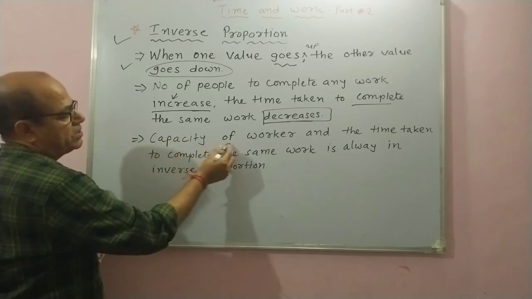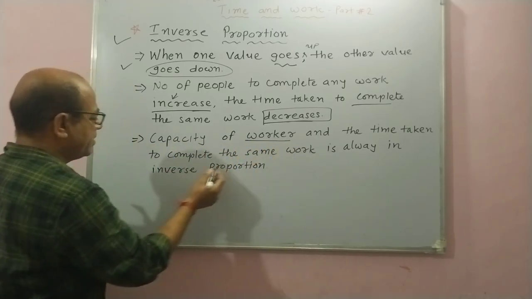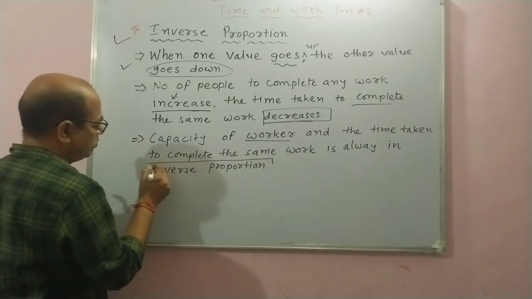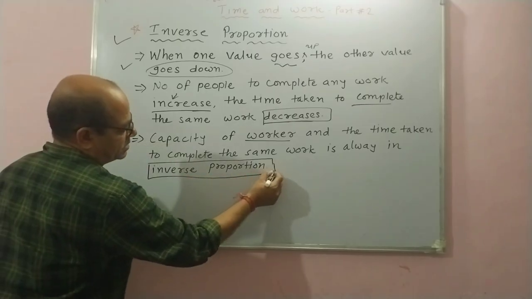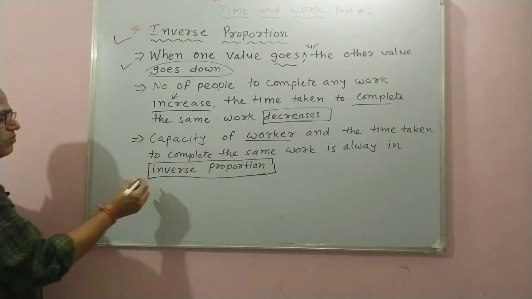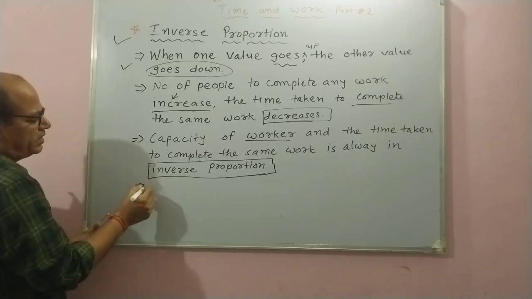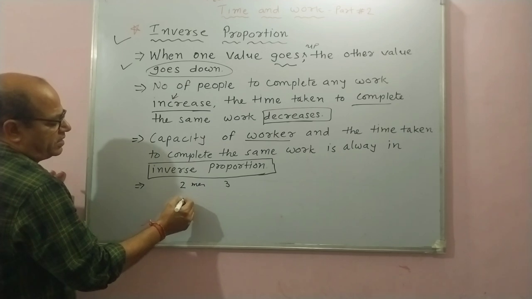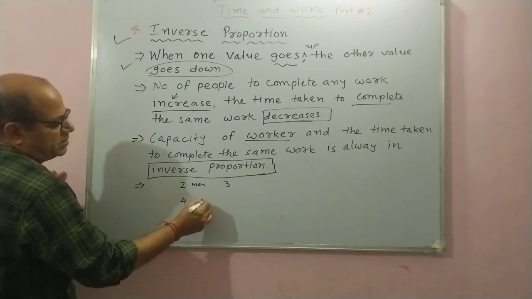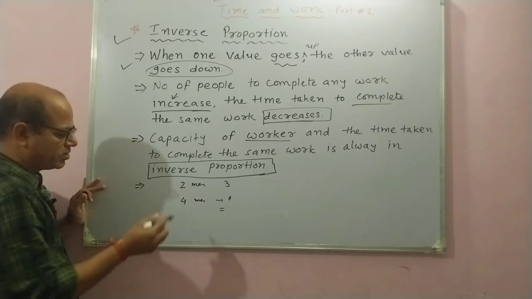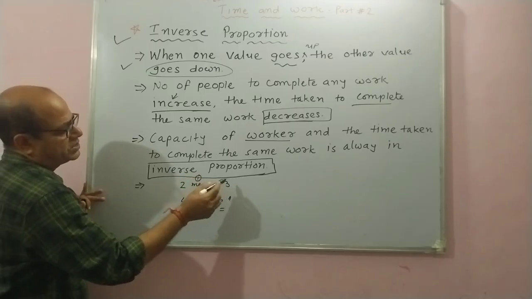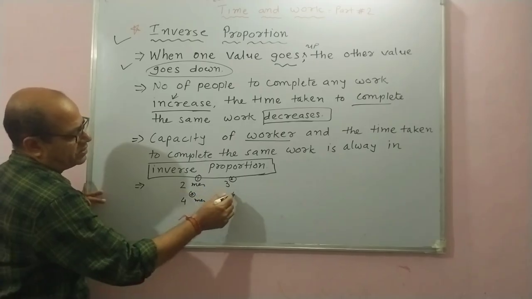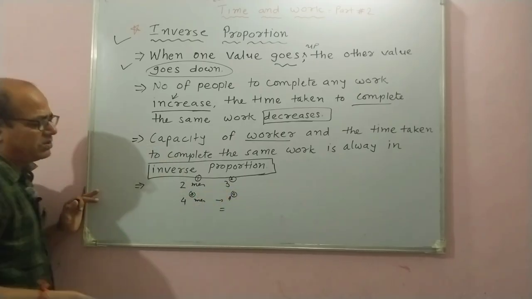Now see, capacity of worker and the time taken to complete the same work are always in inverse proportion. All the 3 points say the same thing, that is about inverse proportion. For example, if 2 men complete the work in 3 days, if I take 4 men, they complete the work in how many days? So in previous videos I have said that this is the first term, this is the second term, this is the third term, and this is the fourth. We are going to find out the answer, right?